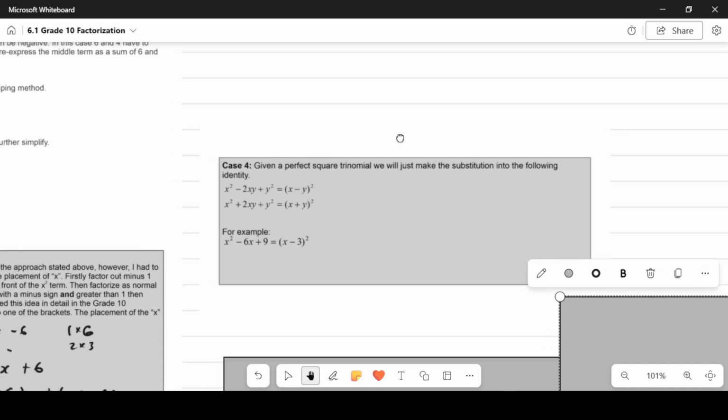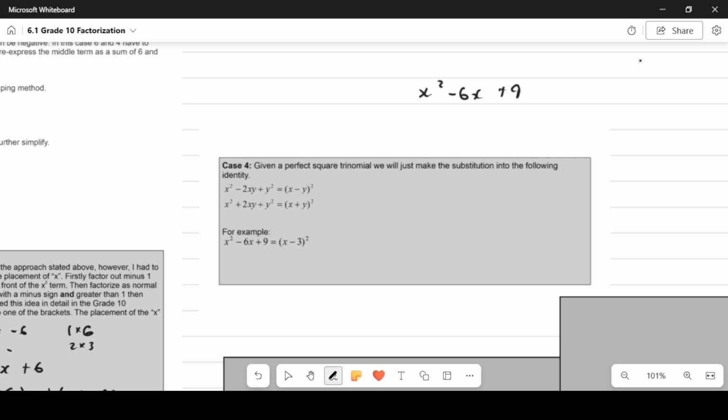Case 4, for factorization of trinomials. You see, sometimes you will be given a question like this here, x squared minus 6x plus 9. Then to solve this question, you would say, okay, I have a trinomial, there's 3 terms. It has the highest degree of 2 because I can see the x squared and I can't see x cubed, x to the power 4 and so on. So therefore that's the second thing ticked. And then I see a leading coefficient of 1. So therefore I have to employ case 1 techniques.